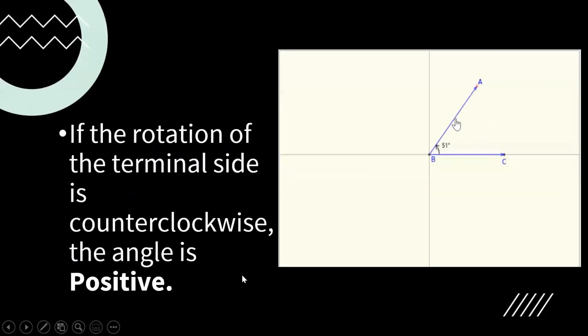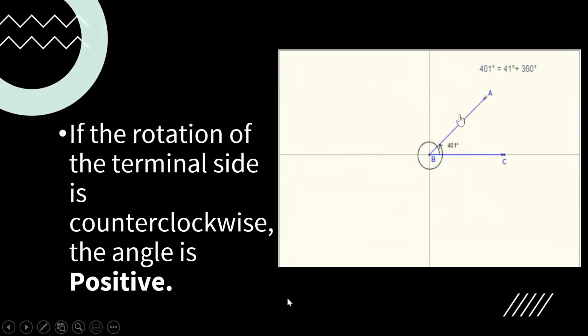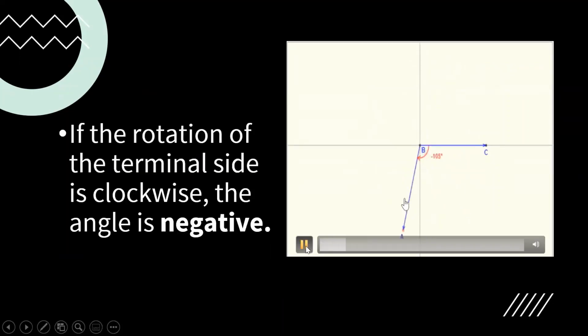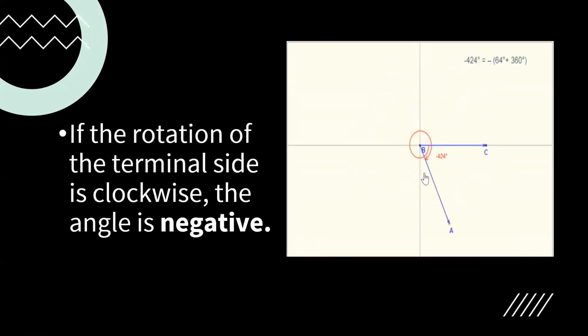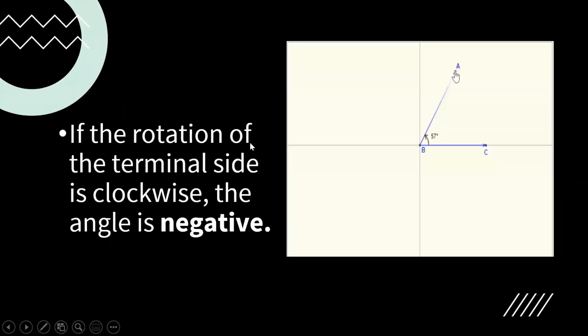Now, if the rotation of the terminal side is counterclockwise, the angle is positive. So this measures positive 569 degrees. But if the rotation of the terminal side is clockwise, the angle is negative. So just like this, the angle measures negative 820 degrees.